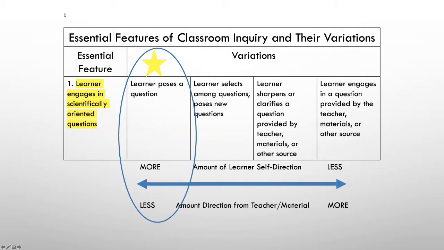Now I've placed a gold star above the ideal location for where you want students to be. The first principle in inquiry-based instruction is the learner engages in scientifically oriented questions. And that we want the learners to pose the questions. We want learners to have awe and wonder about their natural world and be able to ask questions about their natural world. But for many students with disabilities, this is a very far stretch.